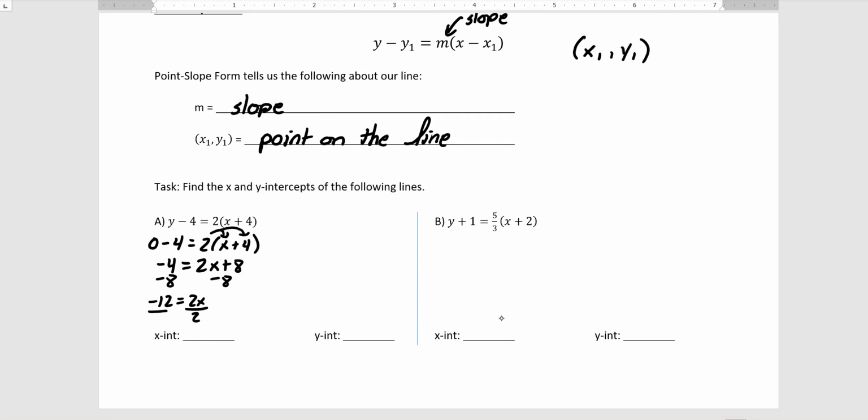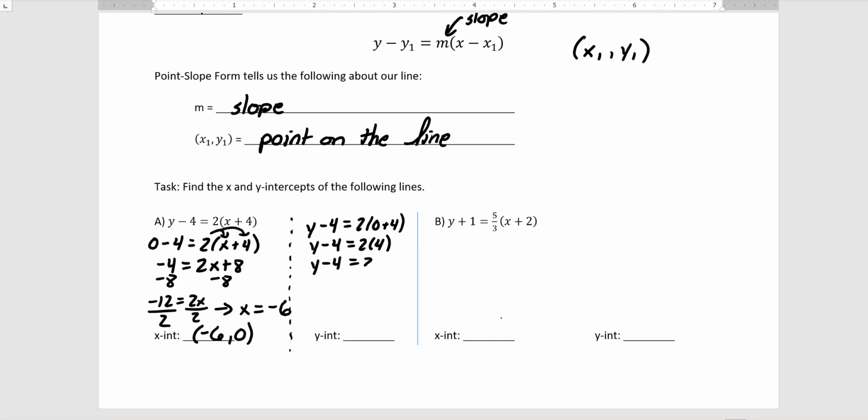Divide by 2. Divide by 2. And I would find that x equals -6. So that would be the coordinate point, -6, 0. So that's my x-intercept. Now for my y-intercept, I set x equal to 0. So I would say y minus 4 equals 2 times 0 plus 4. Well, 0 plus 4 is just 4, so this is going to become y minus 4 equals 2 times 4. 2 times 4 is 8, so y minus 4 equals 8.